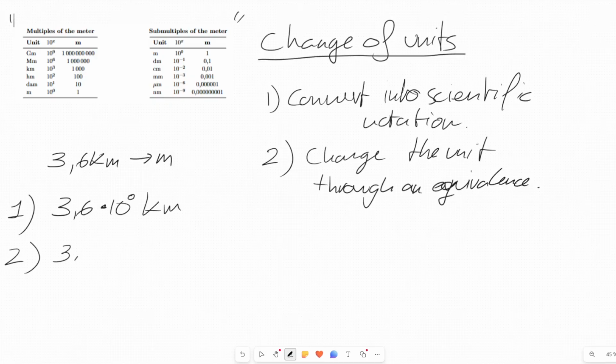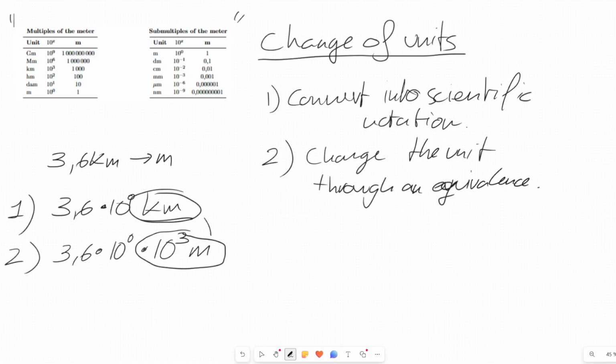So the only thing we have to do is put the number we had before, and now we change this unit into a new unit, into the meter, by adding the equivalence. So since a kilometer is 10 to the power of 3 meters, we change where we had kilometers and we add the equivalence. This is the equivalence, right, between the kilometer and the meter.